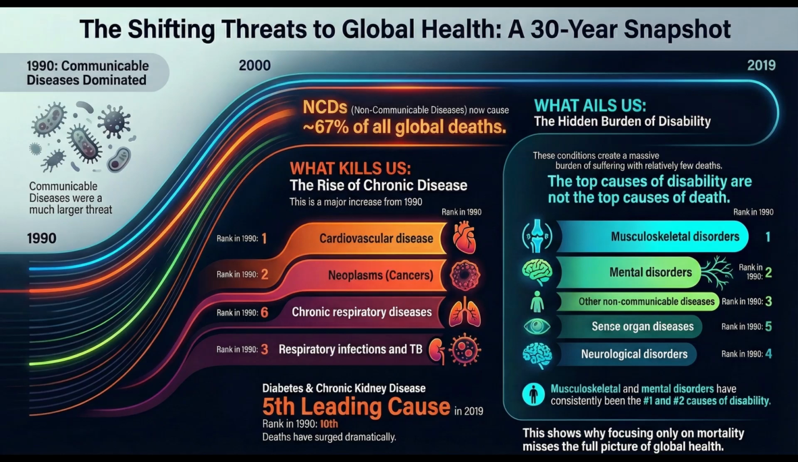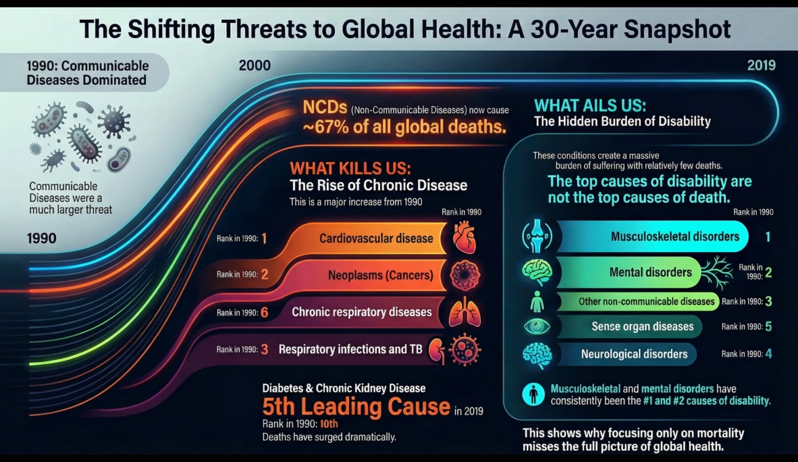And this rapid change isn't uniform. We have to apply that critical lens of regional variation. Right. So while the overall global picture is dominated by NCDs, those communicable, maternal and neonatal causes still account for about two-thirds of premature mortality in places like sub-Saharan Africa. Wow, so it's a completely different world.